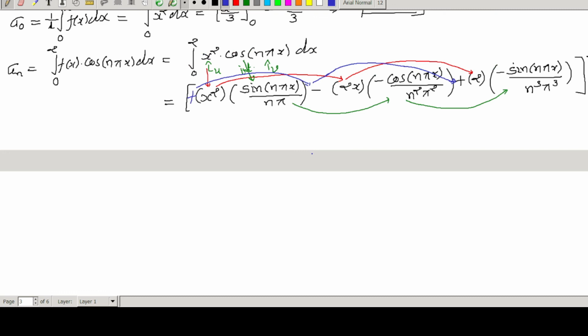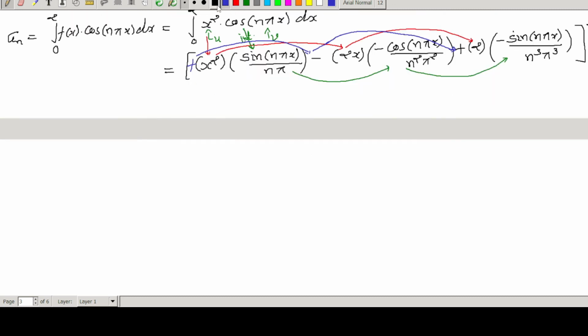Okay. So now if we substitute the limit, x equal to 2, so 2 square is 4, 4 into sine 2n pi. What is sine n pi? Sine n pi is 0, so sine 2n pi is also 0. Right, so this is 2 square is 4 into 0, which is 0. This is minus minus plus 2, x equal to 2, so 2 into 2 is 4, cos 2n pi.